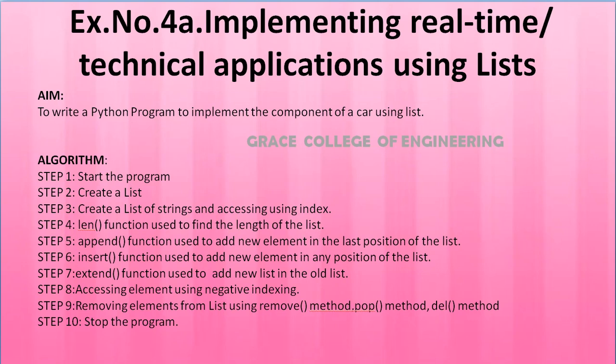Step 5, append() function is used to add new elements in the last position of the list. Step 6, insert() function is used to add new elements in any position of the list. Step 7, extend() function is used to add a new list to the old list. Step 8, accessing elements using negative indexing. Step 9, removing elements from the list using the remove() method, pop() method, del() method. Then finally, step 10, stop the program.